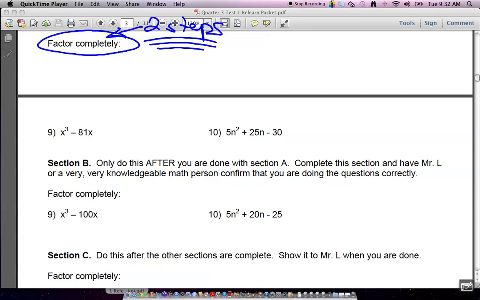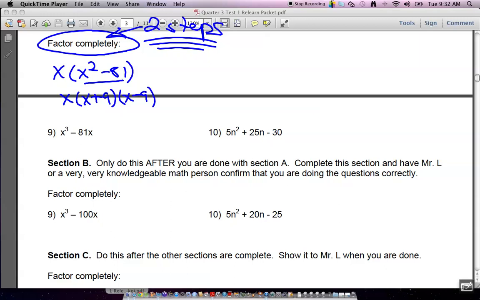Number 9, what do they share in common? What do we always do before we cross the road? We look for things they share in common. They share in common an x here. So I get x times x squared minus 81. And now you should recognize that this is a difference of 2 perfect squares. So it's x times x plus 9 times x minus 9.